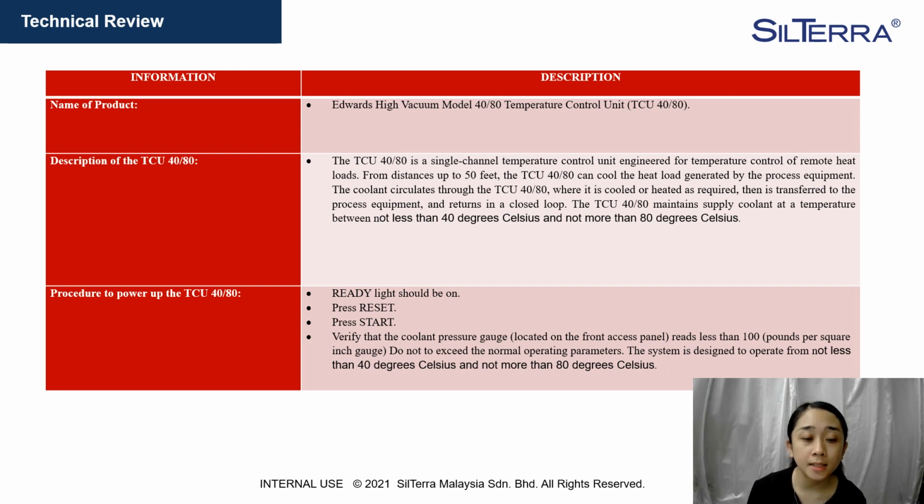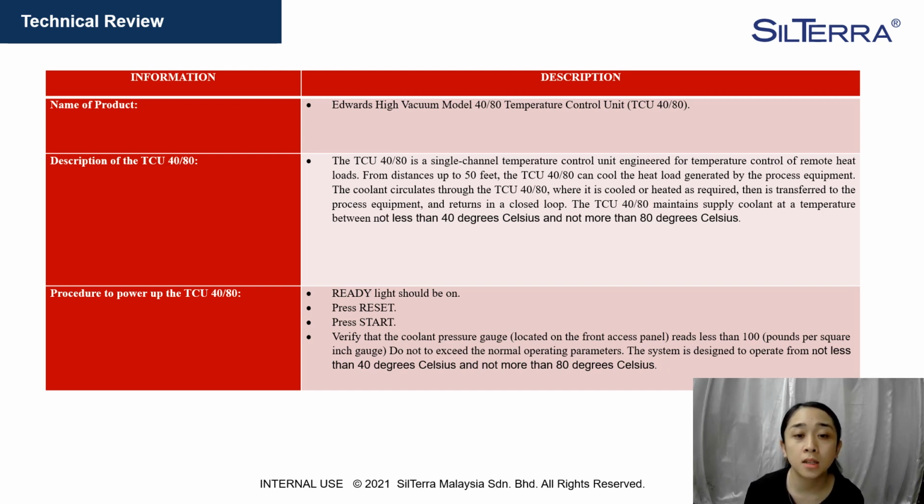Okay, basically this technical review is more about the spec, machine, tool, and SOP procedure used in the industry. Firstly, the name of this product is the Edwards High Vacuum Model 4080 Temperature Control Unit, TCU 4080. The TCU4080 is a single channel temperature control unit engineered for temperature control of remote heat loads for distance up to 50 feet. The TCU4080 can cool the heat load generated by the process equipment.